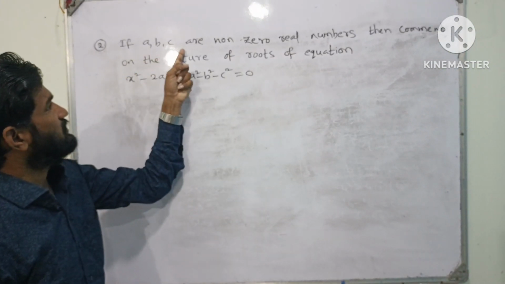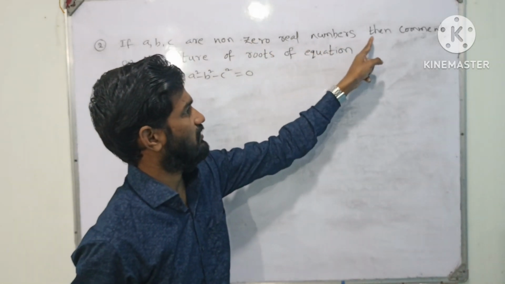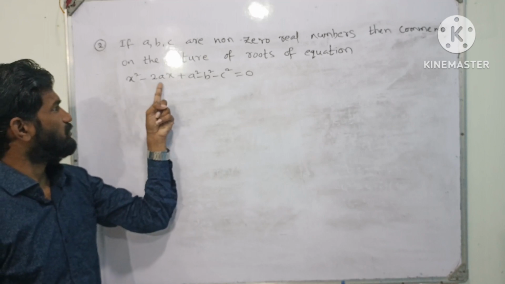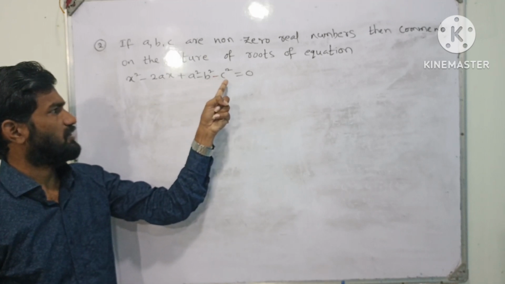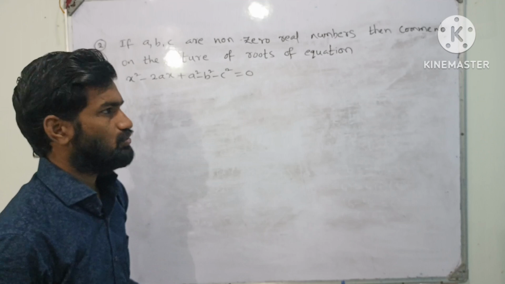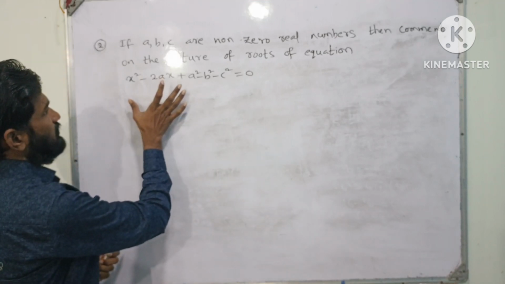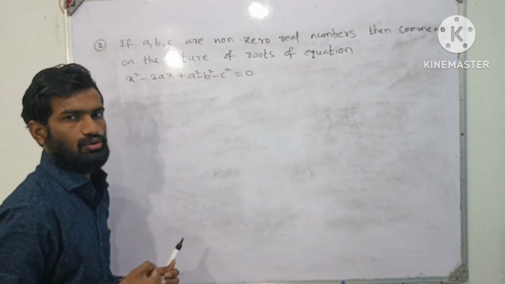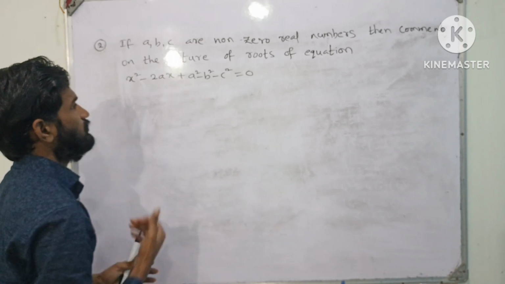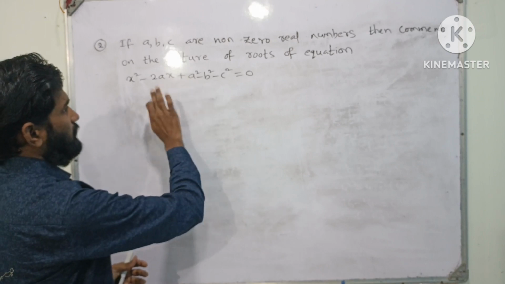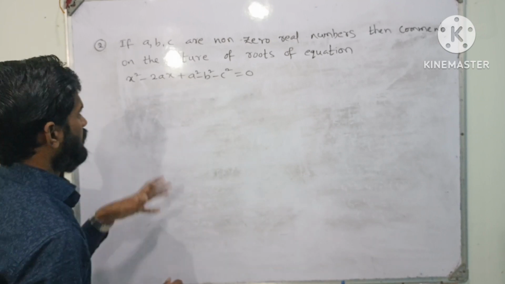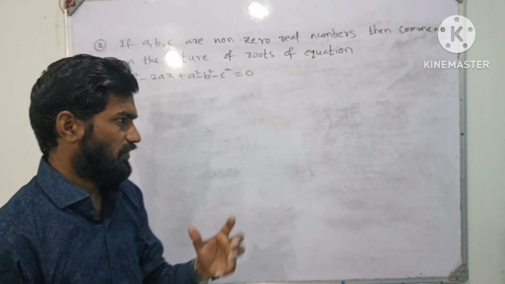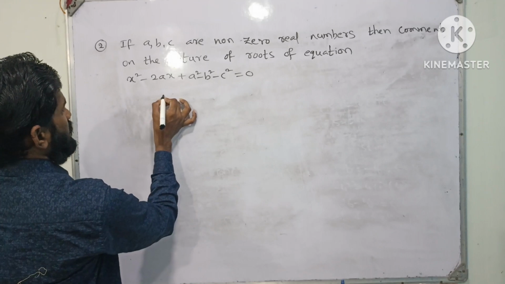If a, b, c are non-zero real numbers, then comment on the nature of roots of the equation x square minus 2ax plus a square minus b square minus c square equal to 0. We need to say what is the nature of roots of this equation. Okay, here there are no numbers directly. Here we need to consider these things only, a, b, c, like that only. Okay, right. Now if I want to decide the nature of roots of an equation, we need to find the discriminant.